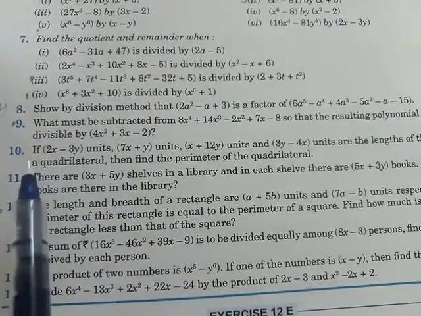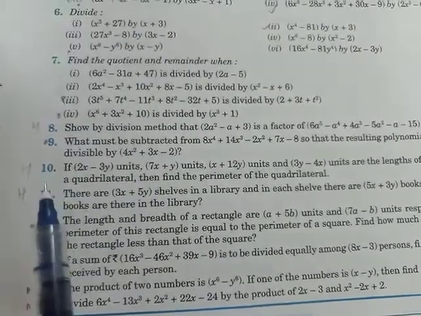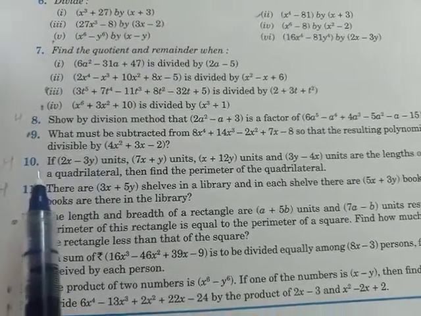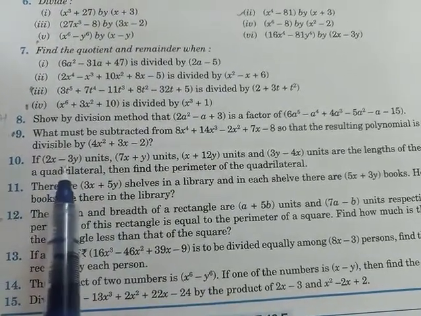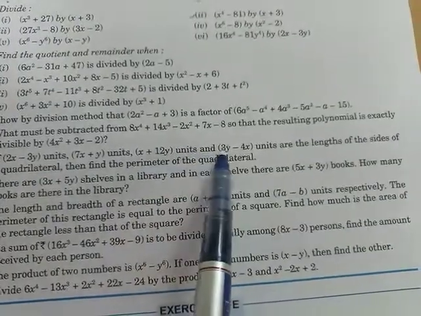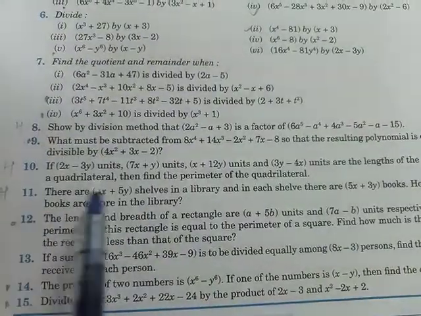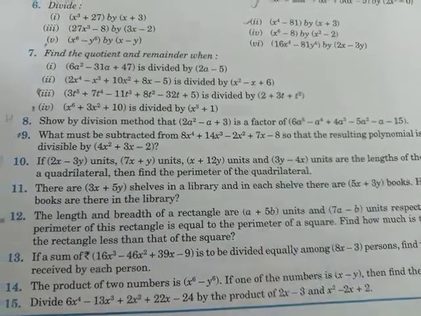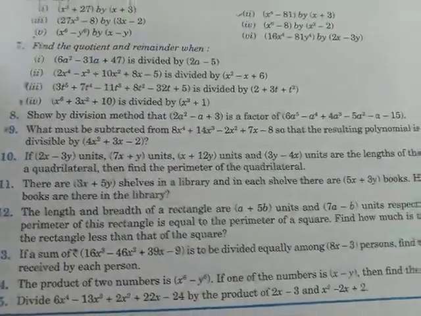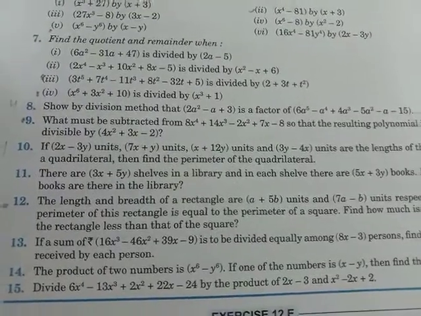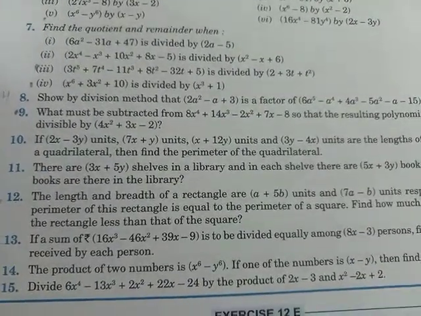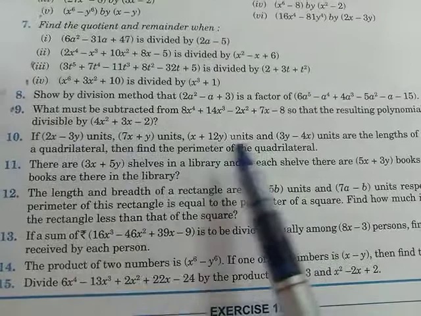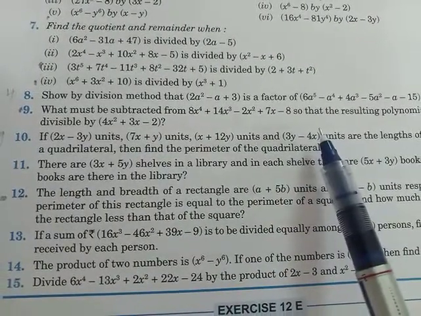Now after question number 9, we come to question number 10. If these are the 4 sides of a quadrilateral, find the perimeter of a quadrilateral. So children, you can do it very easily. Perimeter of a quadrilateral means you are going to write sum of all the sides, then add these 4 given expressions, you will get the perimeter.